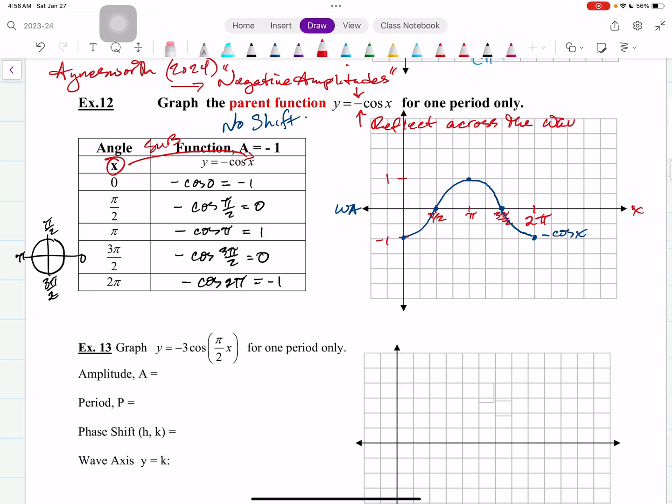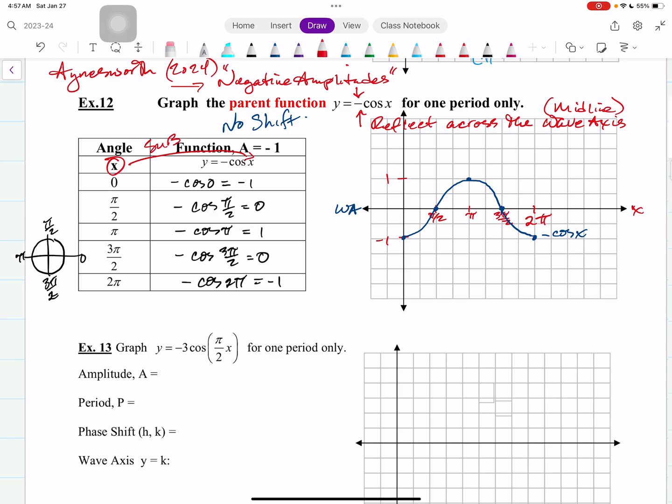So let's say wave axis here, and of course every time I say wave axis, I'm referring to the midline, as that's more modern terminology. Back in the day when I was young, I was taught wave axis, right? But now over time, people have changed the terminology, and people call it the midline. Midline meaning it's the average value, or the line going right through the middle of the wave, midline or wave axis.